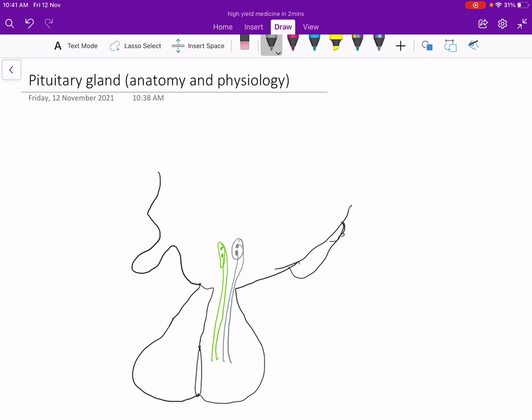So today we'll be talking about the anatomy and physiology of pituitary gland. Let's get started. We'll start by labeling this diagram, what I've drawn here, this ugly thing. So this is the optic chiasm.